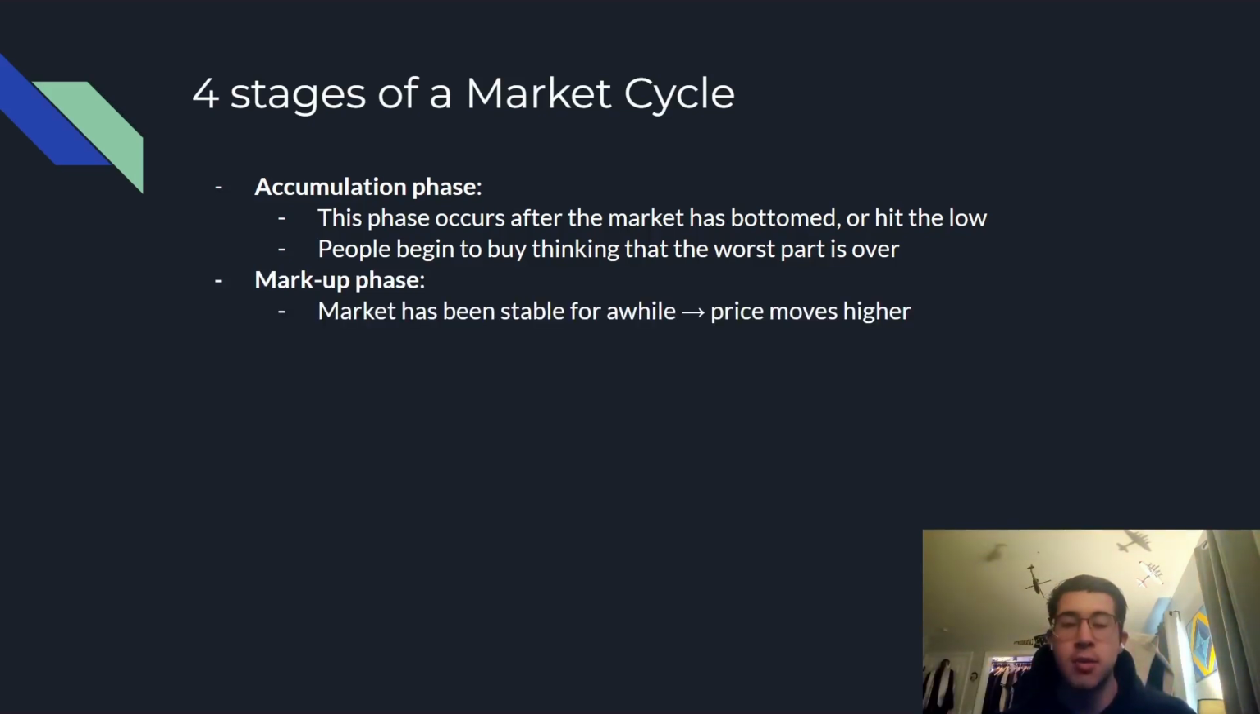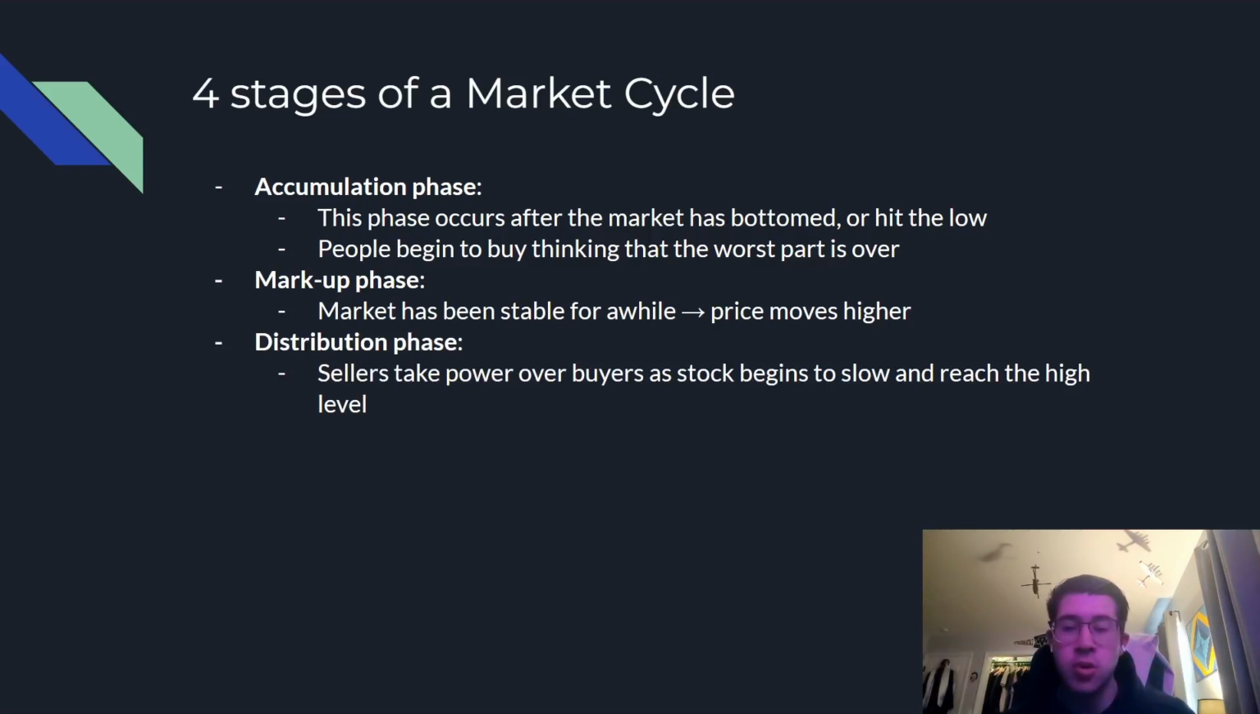This is where the market has been stable for a while and the prices are moving higher because of the accumulation phase. And after the markup phase, we have the distribution phase, which is where the sellers are going to overpower the buyers as the stock begins to slow down in price and reach the highest level, right? So people are going to start taking profits. If you buy the stock at a low and sell it at a higher price than you bought it for, that's how you make money, which is why sellers are going to take power over buyers, right? Because once the stock goes higher, you're going to start selling your positions to make money. So at the top, sellers are going to take over buyers.